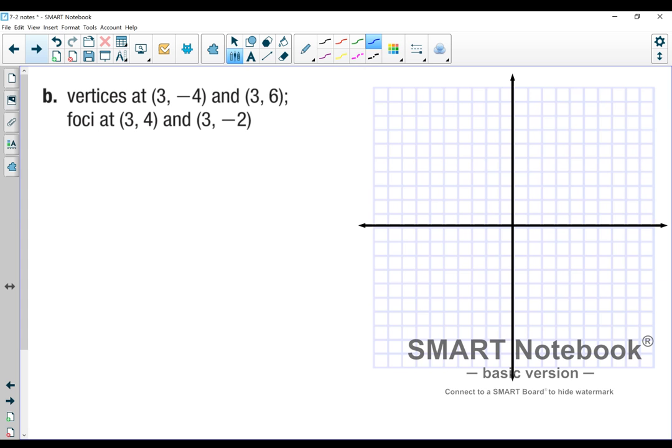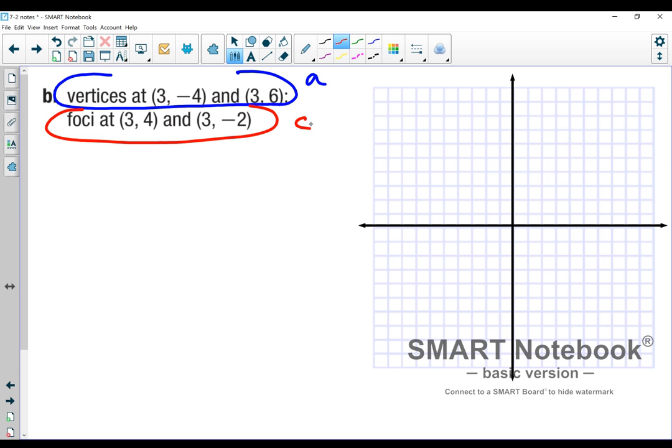All right, next page. So we're given vertices and foci here. When we're given those vertices, that's going to tell us stuff about A. When we're given the foci, remember that letter is C. But I'm still going to graph here. That's always my first step. So first I'm going to graph the given information.